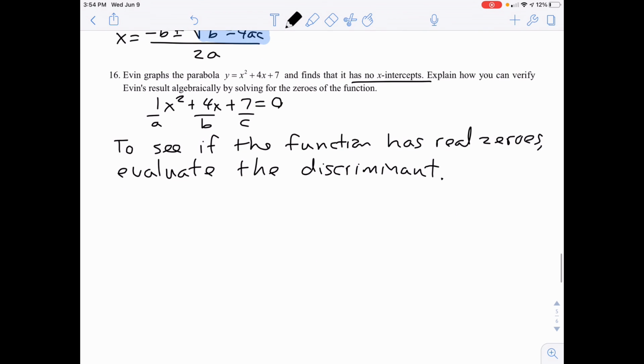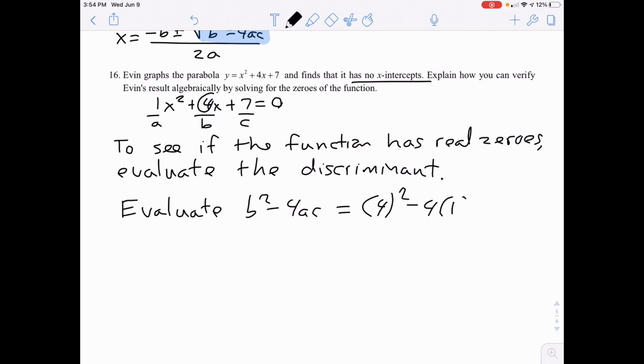So let's evaluate b squared minus 4ac. So b would be 4. B squared minus 4, that's part of the equation, 4 times a is 1, c is 7. So we have 16 minus 28, which is negative 12. The 12 doesn't matter. What matters is the negative.